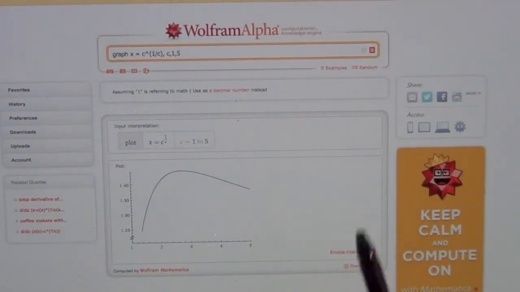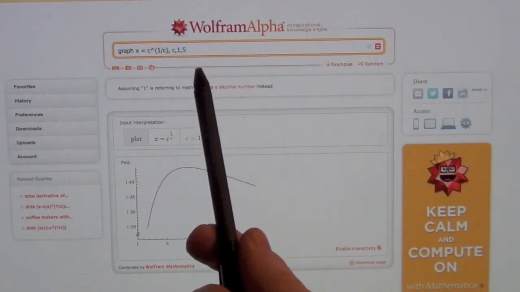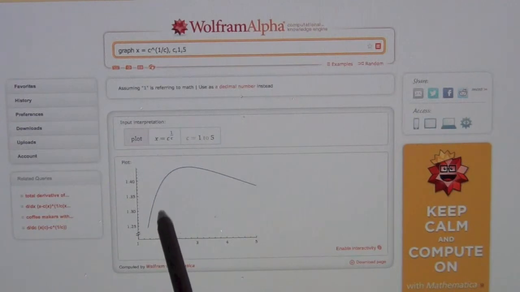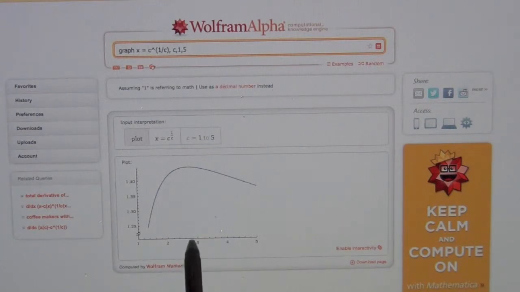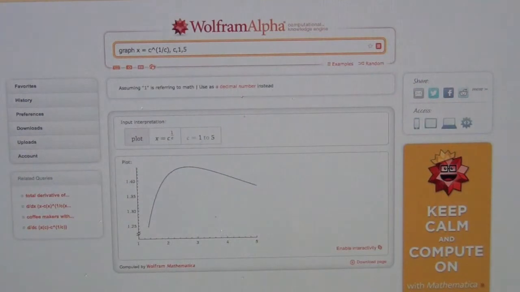Okay, so here I've graphed x equals c to the 1 over c as c goes from 1 to 5. Yep. Okay, and you can see that it goes up and then it starts coming back down. And that's what Wolfram Alpha helps us understand. And it turned out your guess was right. The maximum looks like it's somewhere around 2. I never even tried this before, but I bet if I put max in instead of graph, Wolfram Alpha will tell us what the maximum is.